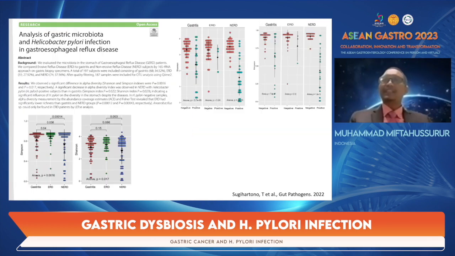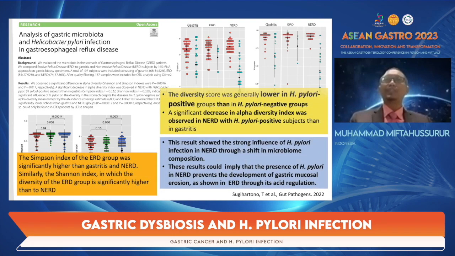After we investigated gastric microbiota, H. pylori and gastric mucosal damage, 2 years later in 2022, we published the article Gastric Microbiota, H. pylori infection and GERD. Following the result of the study, the diversity score was generally lower in H. pylori positive.